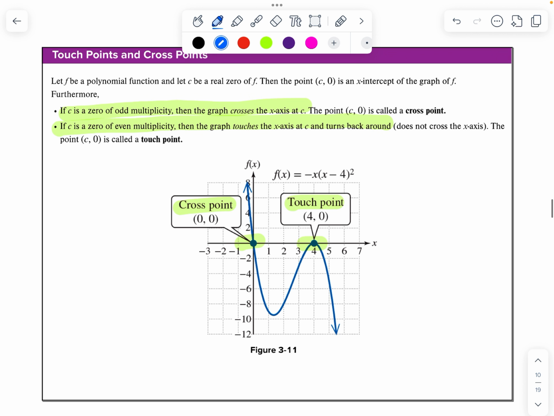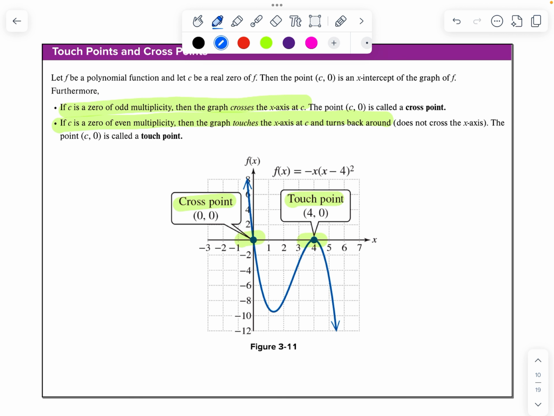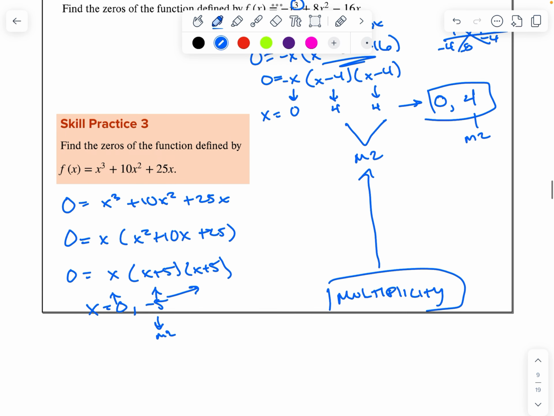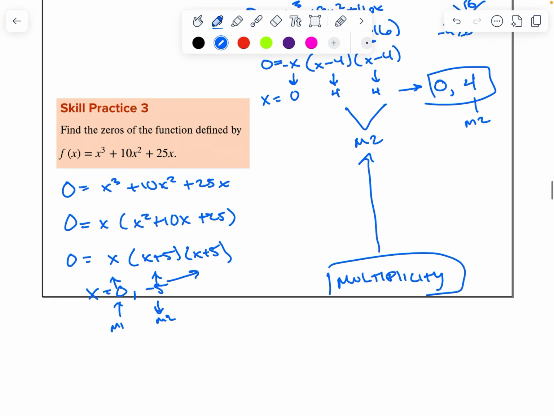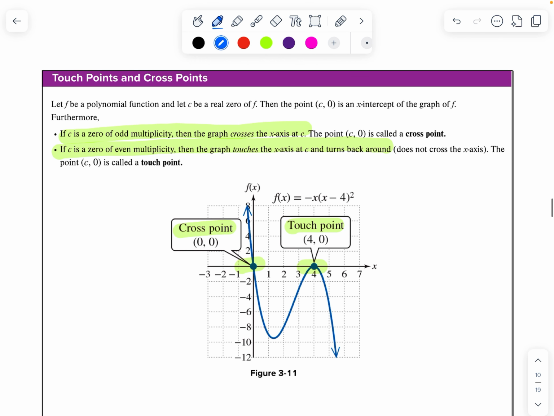Okay, here's the point that I was going to make, is that if it has an odd multiplicity, that means if it shows up 1 time or 3 times, so this only has a multiplicity of 1, right? It only shows up once. If it has an odd multiplicity, when you go to graph it, it's going to pass straight through that point. So here, for example, it passes straight through that point. It has obviously an odd multiplicity. Here, if it touches and turns around, that means it has an even multiplicity.